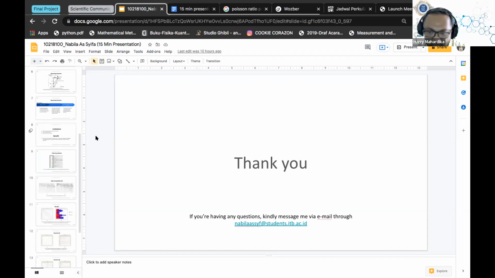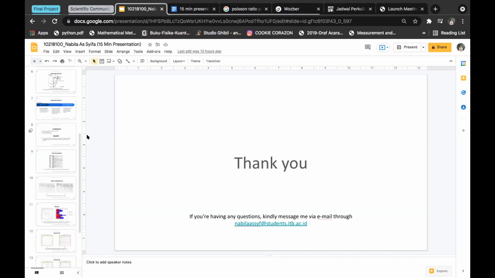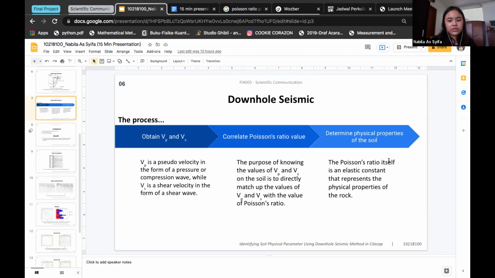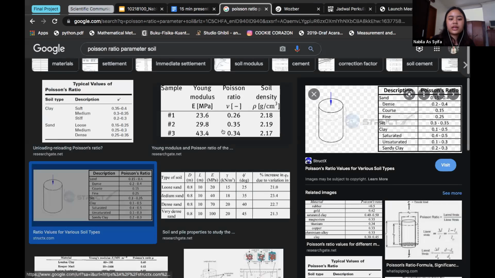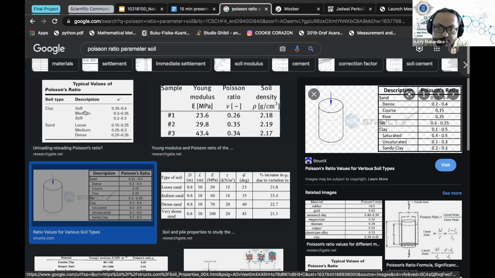Okay, Jovan, do you have a question for Nabila? Yes, Nabila, I want to ask you about what is Poisson ratio and why the soil properties depend on its value. So the Poisson's ratio itself is an elastic constant that represents the physical properties of the rock. After we get the values, we can match up the values to the description of what kind of soil lies around the survey area.